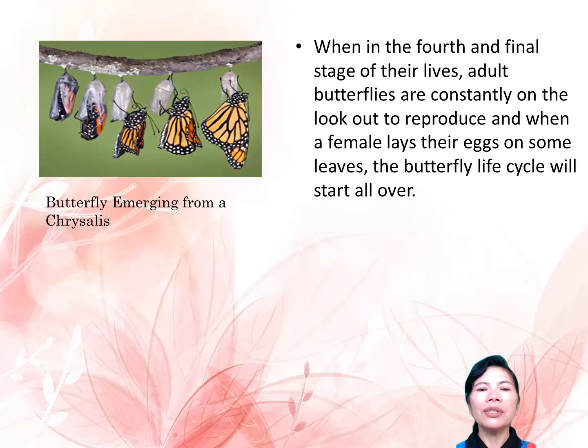In this final stage of their lives, adult butterflies are constantly on the lookout to reproduce, and when a female lays her eggs on some leaves, the butterfly life cycle will start all over.